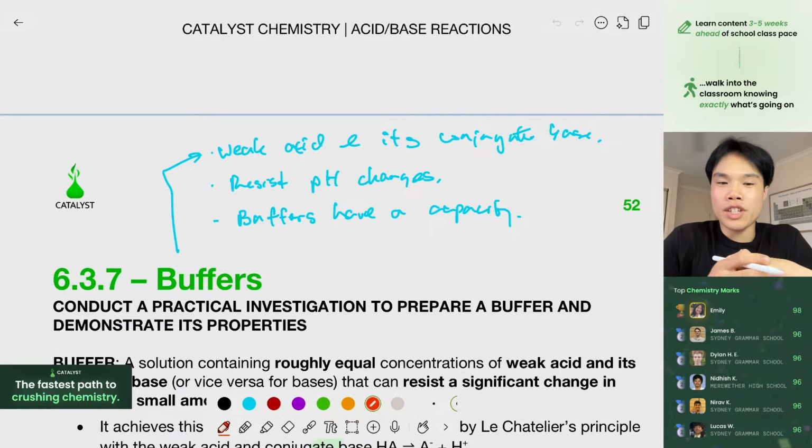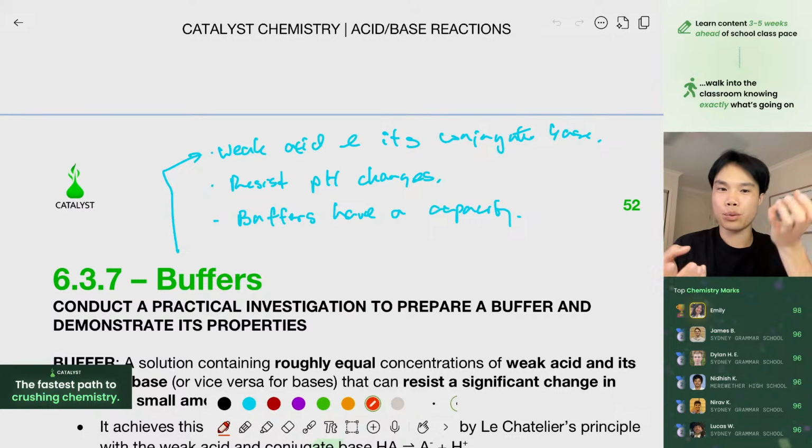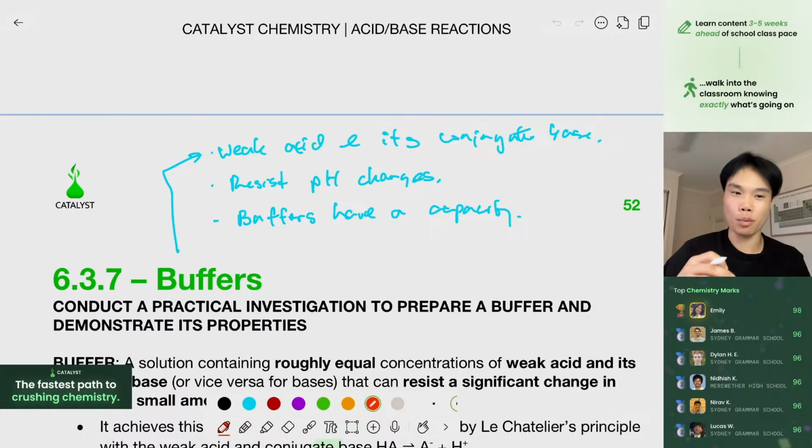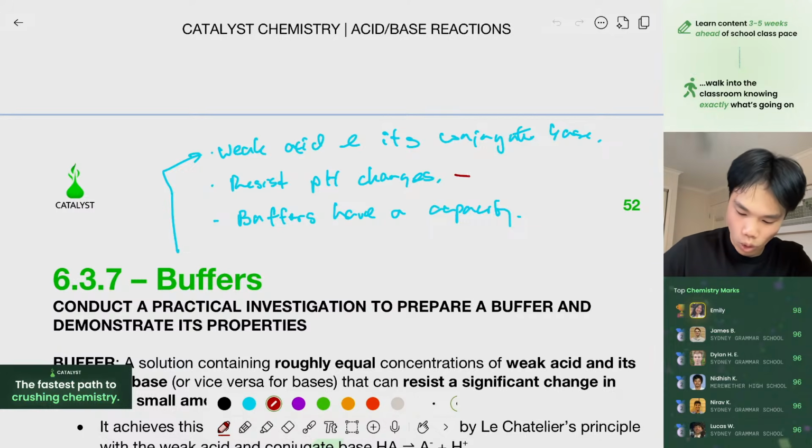Then we've said that they resist pH changes. So that's a really important part. When you have this weak acid and weak base in solution, and you add either acid or base into it, the pH will not change significantly. But can we actually explain why that's the case? And that's what I want us to be able to do by the end of the day. That's the first learning point. Why is this actually true? Because I think this is very poorly understood.